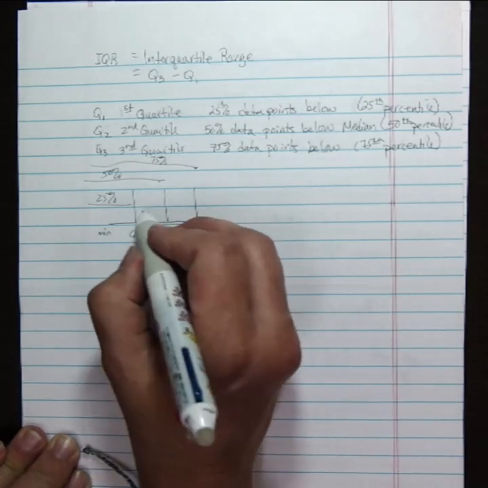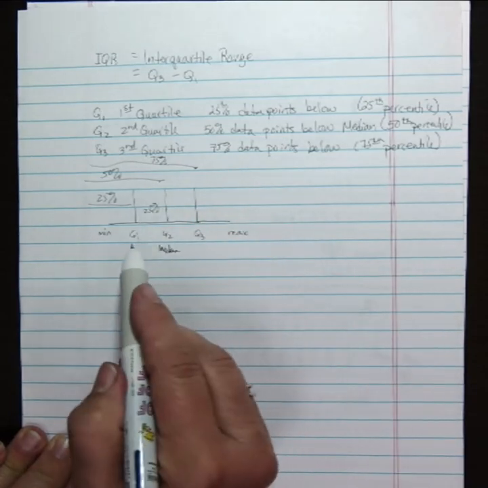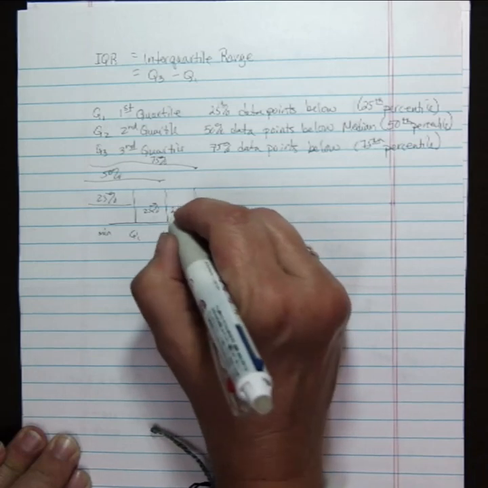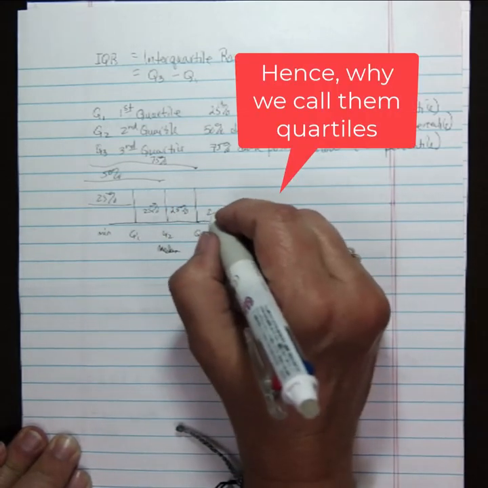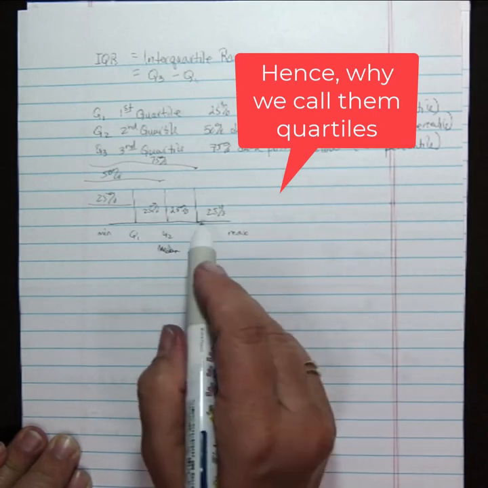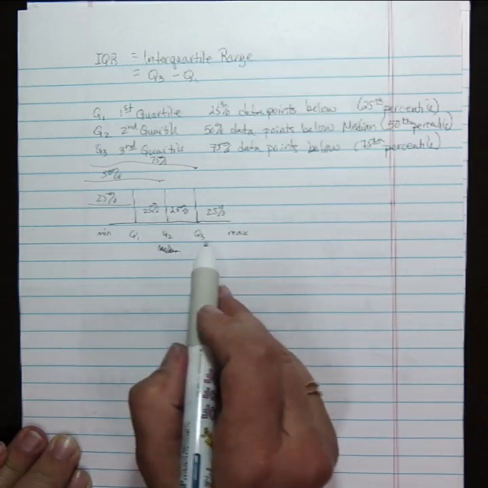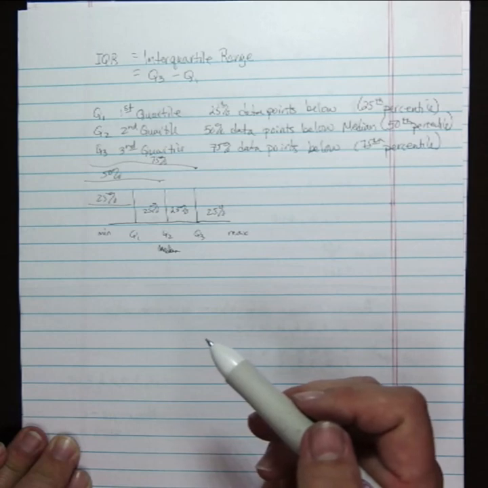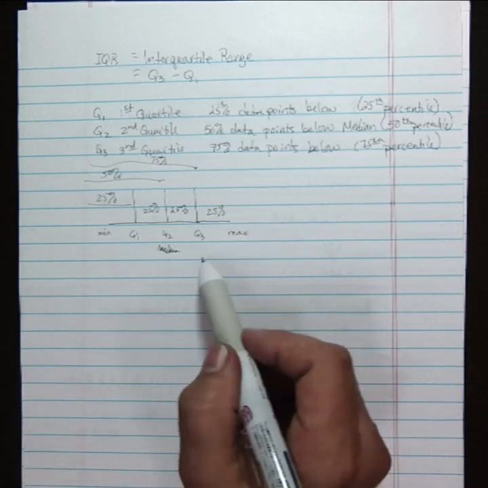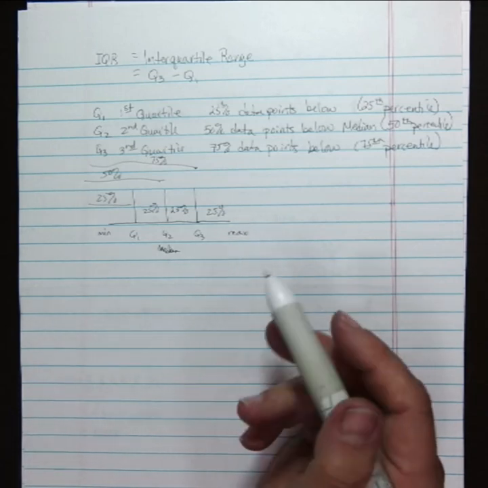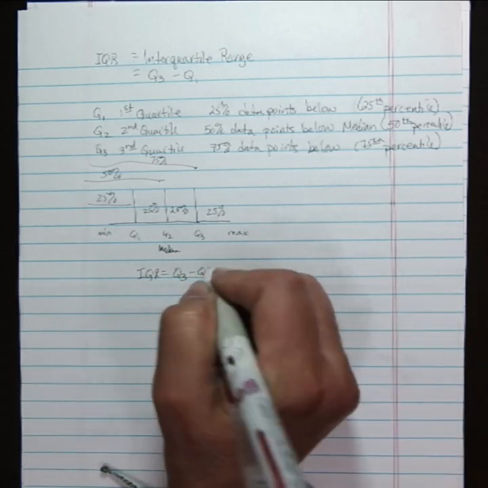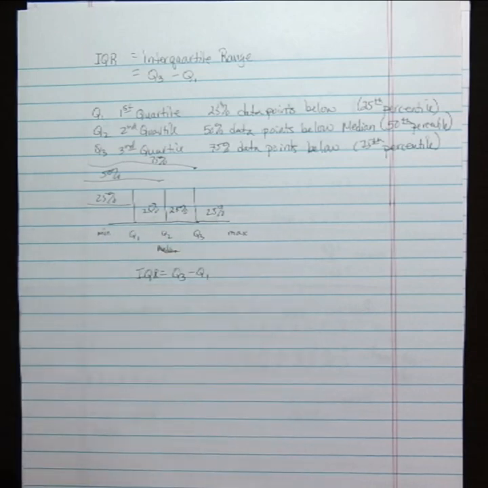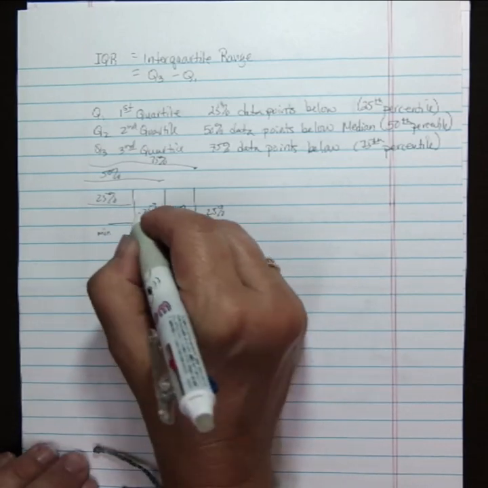So there's 25% of my data between Q1 and Q2, 25% of my data in between Q2 and Q3, and then here's the upper 25%, or 25% of my data between Q3 and my maximum data value. 25% of my data points are to the right of Q3. So the interquartile range, Q3 minus Q1, is the middle, meaty 50% of my data.